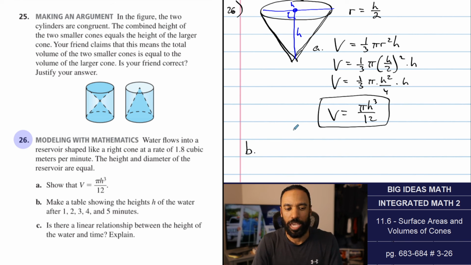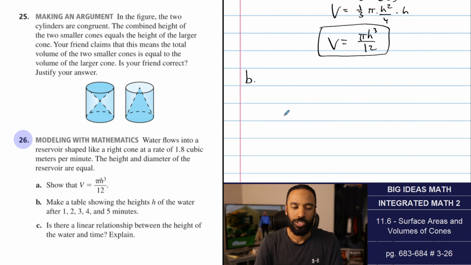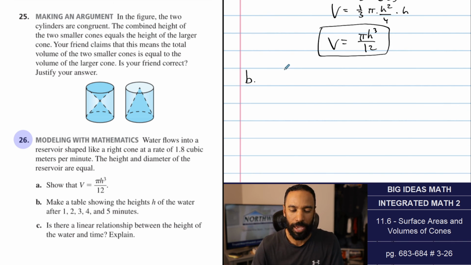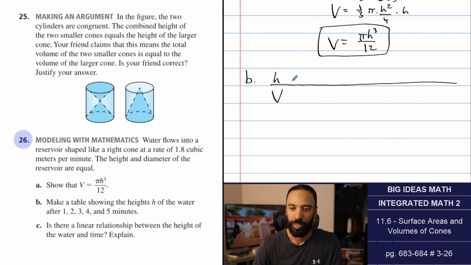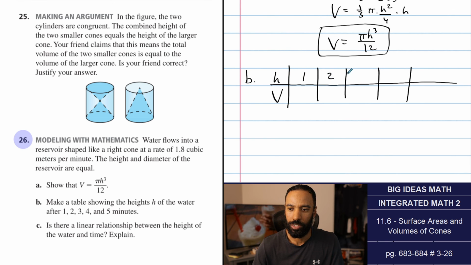Part B. Make a table showing the heights h of the water after 1, 2, 3, 4, and 5 minutes. So I'm going to let my calculator kind of help me out here. I hope that's okay. Where we will be doing height. Based on the height, we can find volume. Now, on a calculator, I have to use the variables x and y. I hope that's all right. So 1, 2, 3, 4, 5. We'll use x and y. You plug in x, you get out y.